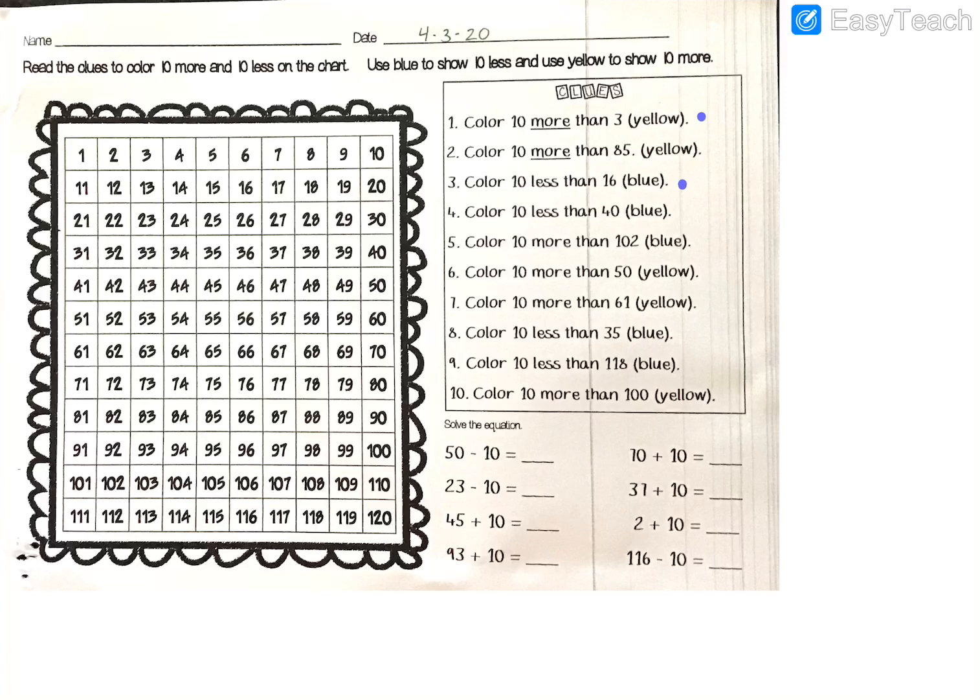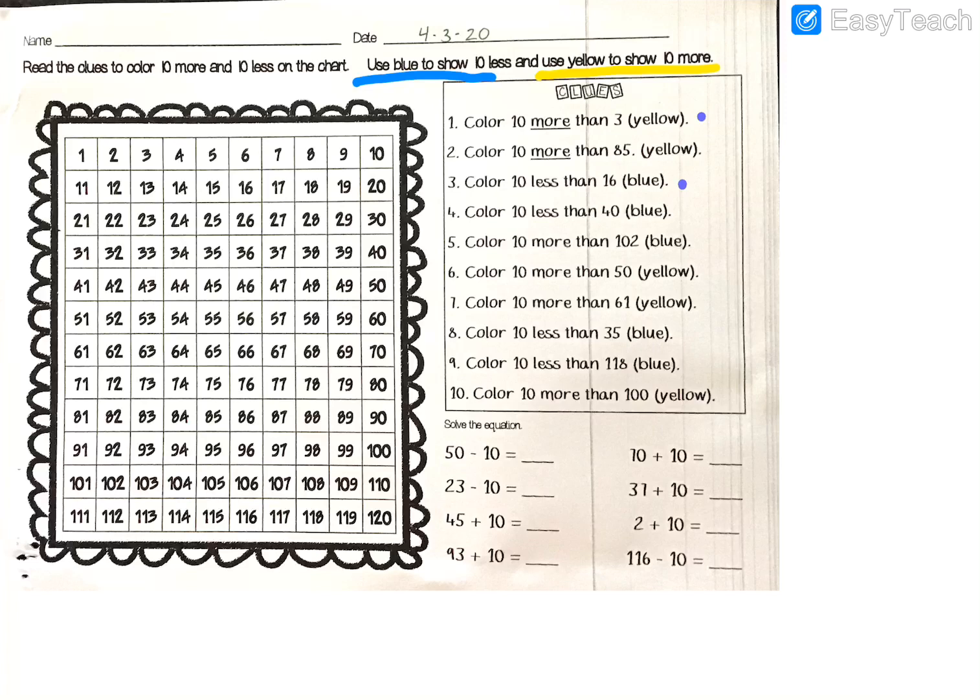Before we get started, we're going to make sure our name and date is on the top, and then we're going to look at what it says to do. It says, read the clues to color 10 more and 10 less on the chart. Use blue to show 10 less, and use yellow to show 10 more. Oh, okay, so now we know what we need yellow and blue for. If you want to, you can underline this so that you don't forget. I'm lucky I can change my color here. I'm going to use blue to show 10 less, and I'm going to use yellow to show 10 more.